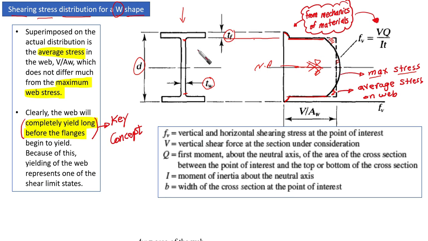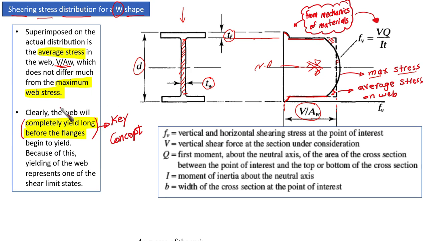If we superimpose the actual distribution on the average stress in the web, which is V over A_w, this average stress does not differ much from the maximum web stress. A_w is the area of the web itself. So this is the first thing: if we make an approximation, this approximation is logical.